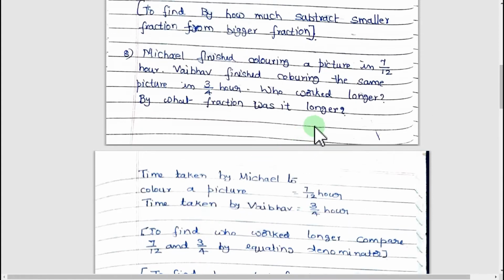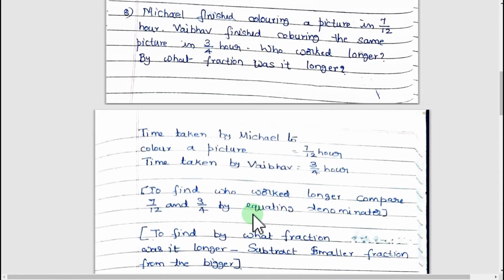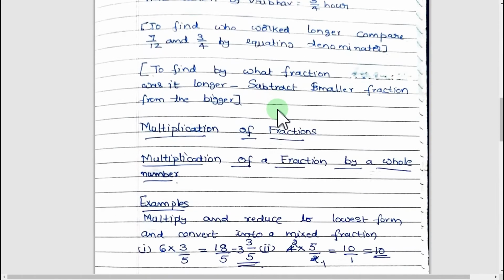So write proper sentences. Who worked longer? Here if you get Vaibhav's part, the time taken by Vaibhav, as bigger, then write Vaibhav worked longer. That way you have to write the sentence. By what fraction was it longer? Same like the sixth sum, here also you have to subtract the bigger fraction minus the smaller fraction. You will get the answer. After getting the answer, you have to write that fraction longer. Likewise think and write proper sentences.